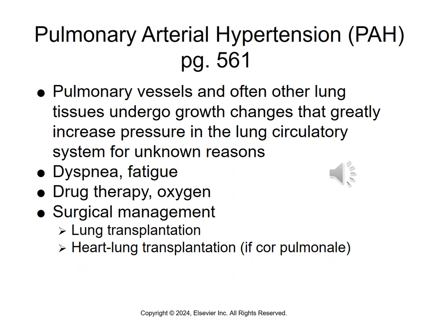Pulmonary artery hypertension, this is page 561 of your text. Pulmonary vessels and other lung tissue undergo growth changes due to greatly increased pressure in the lung circulatory system for unknown reasons. Pulmonary hypertension is a chronic issue. The pressure makes the right side of the heart work much harder. Normally this pulmonary vascular pressure is low. It's exchanges between the right side of the heart and lungs.